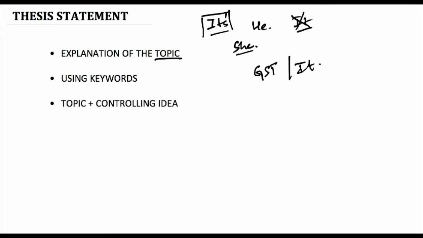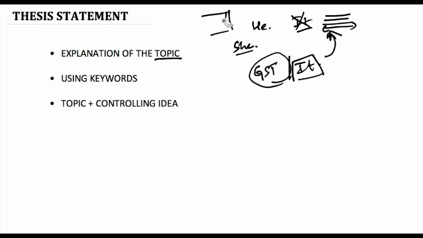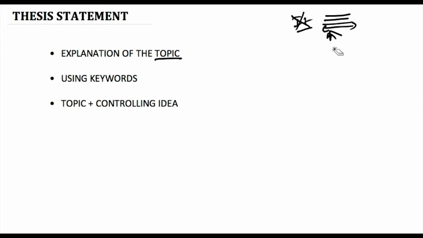And the reason for that is that if you use it, then you are not able to connect to the argument or to the points that you have made in the paragraph above. So because thesis statement lies at the conclusion of every paragraph or at the end of every paragraph, it's important to explain the topic by using the word itself. Use keywords. As I said, do not use pronouns. Explain the topic that you are talking about.